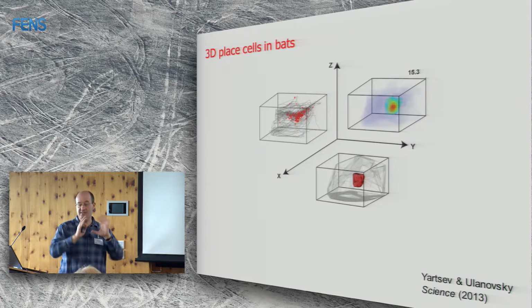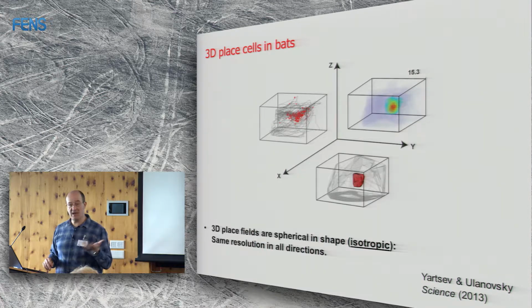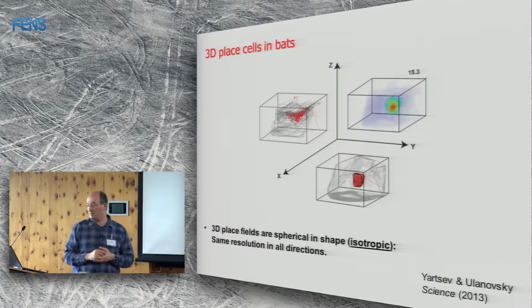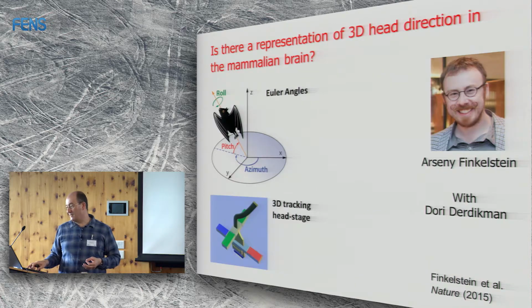So really, it seems that the representation of 3D space, at least in bats, is isotropic. Same resolution in the X, the Y, and the Z dimension. So this was the one-slide summary of that study.